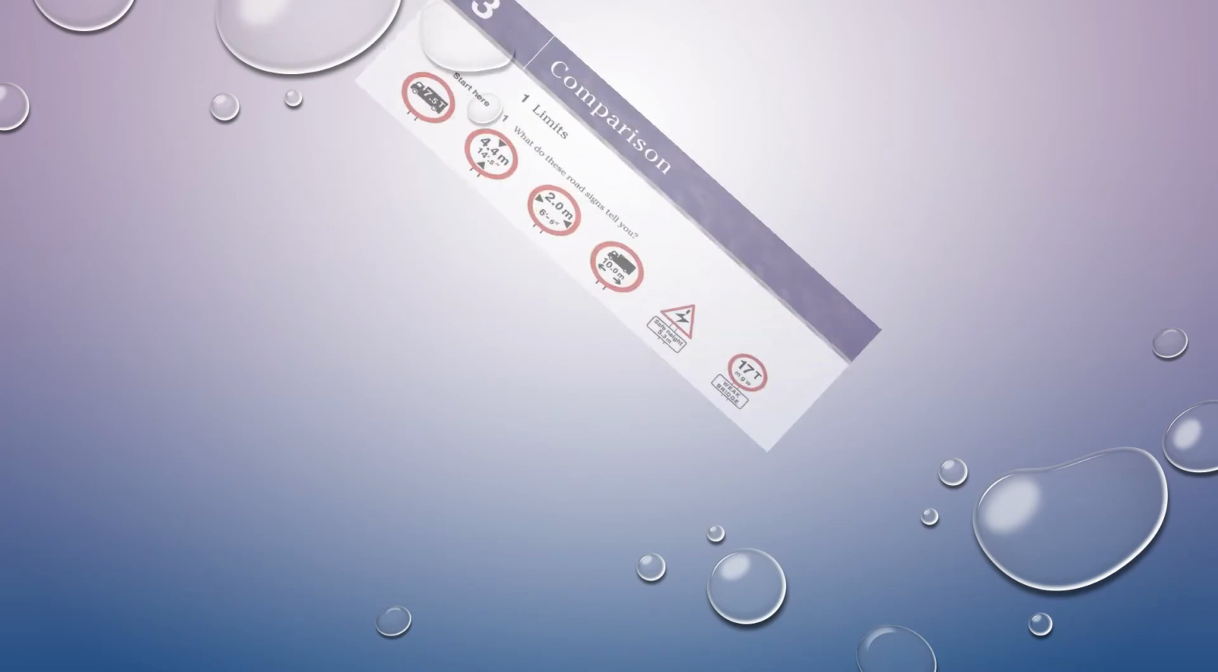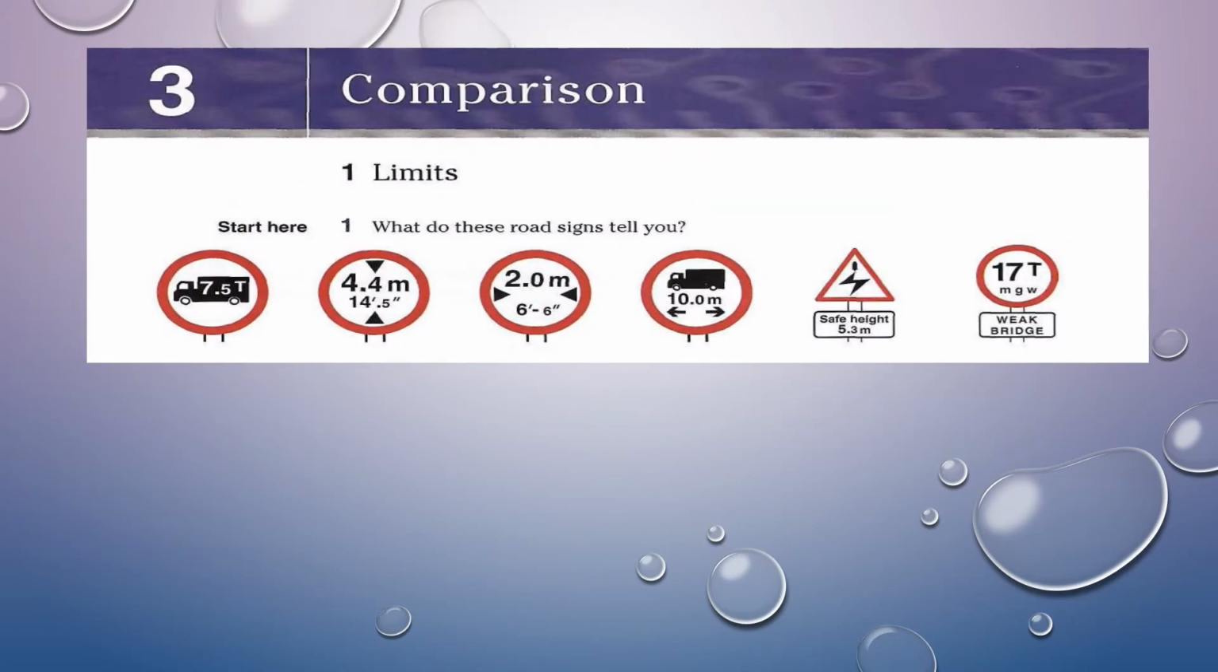Okay, now please let's start our lesson. Let's start with exercise number 1. Look here, what are these? These are what we call road signs. These are road signs. Okay, now we want to answer the question, what do these road signs tell you? Look at them. Please try to guess what each sign means.